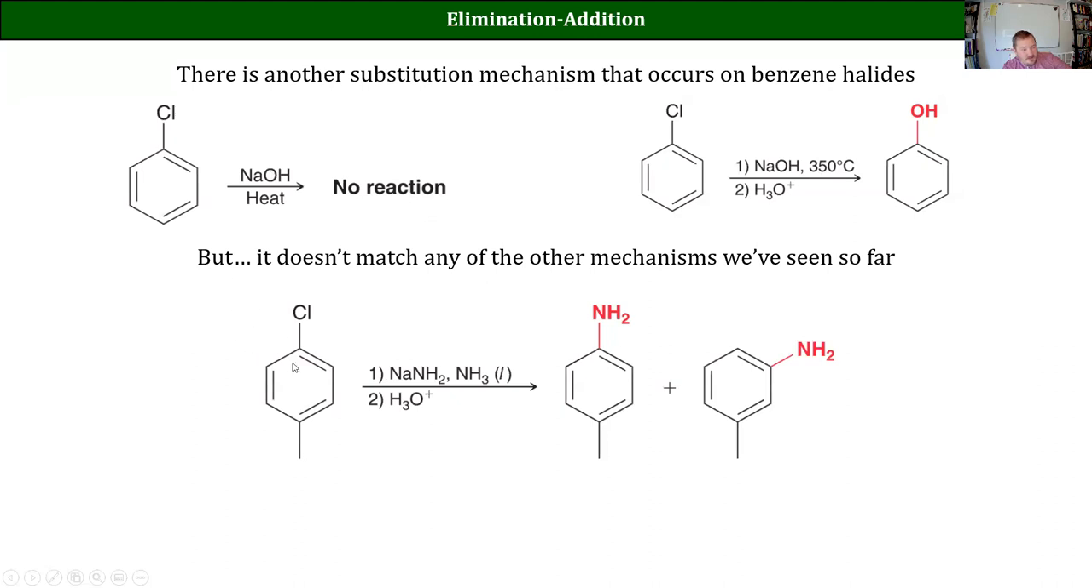And the trickiest thing about this is that it does not follow our ortho-para versus meta rules. If we have a chlorine and a methyl that are para relative to each other, when we go through this reaction, we get a mixture of para and meta, not ortho and para. So this must be a very different mechanism because we're getting a very different mixture of isomers than what we would expect.